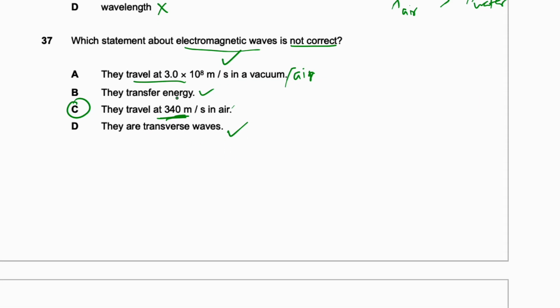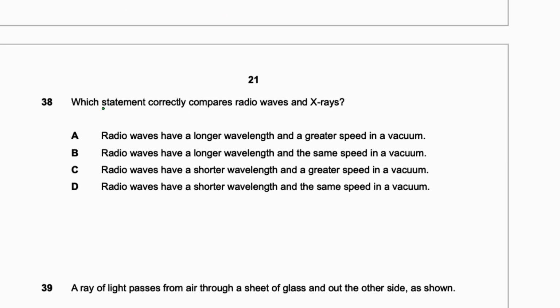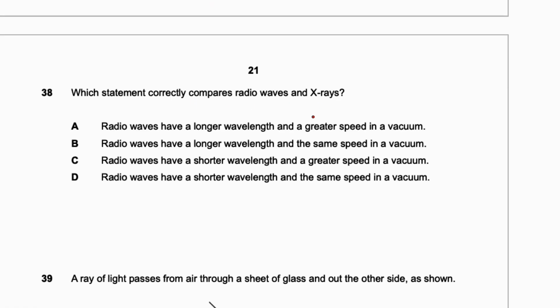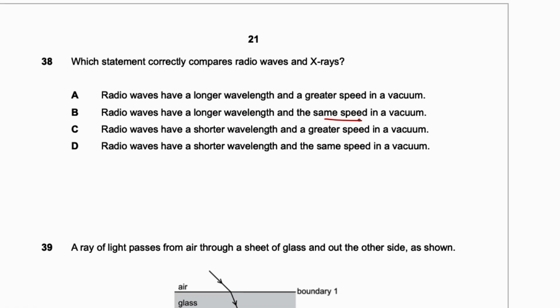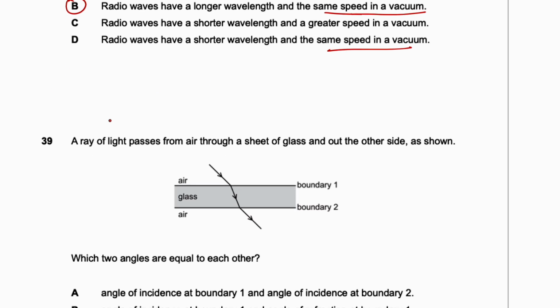They are transverse waves. They transfer energy. All waves transfer energy. Which statement compares radio waves and X-rays? Same speed in vacuum, same speed in vacuum. That should be correct. Radio waves have longer wavelength. That's the longest wavelength. Again, electromagnetic spectrum.